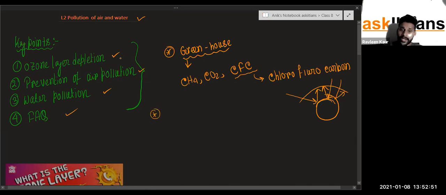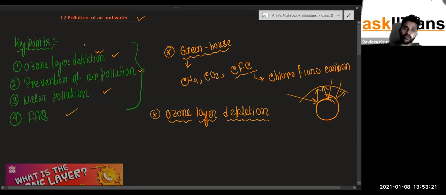So what is this ozone layer depletion? I think you know that we have a layer of ozone. Do you know where it is? Do you have any idea where this ozone layer is? Tell me. In the stratosphere, right? At the top of the stratosphere we have this ozone layer. Can you tell me what the formula of ozone is? It is O3, right? Very good.